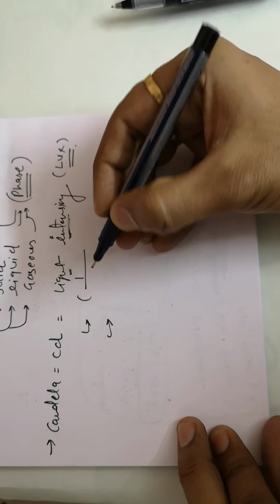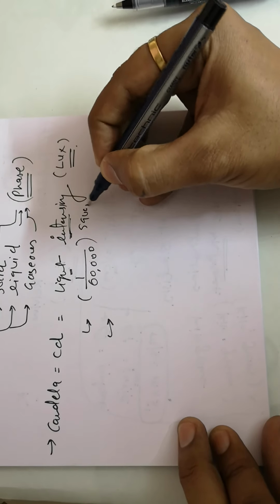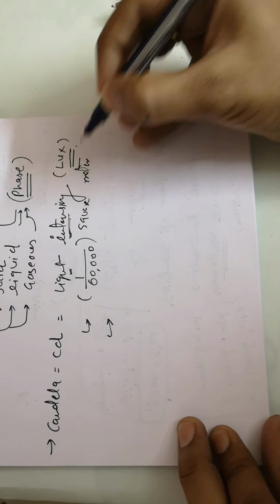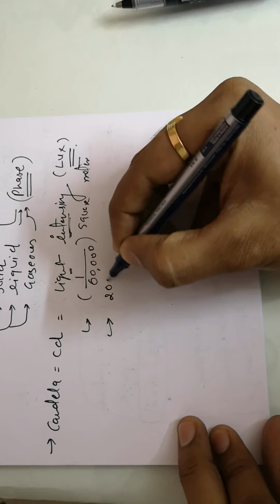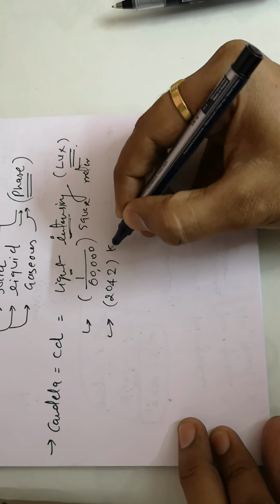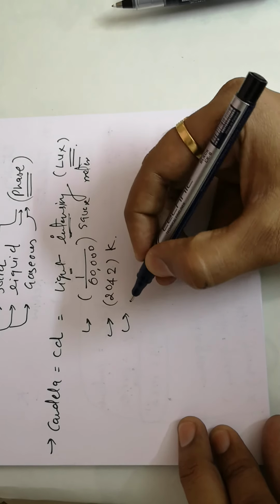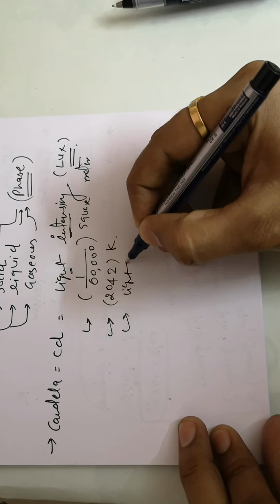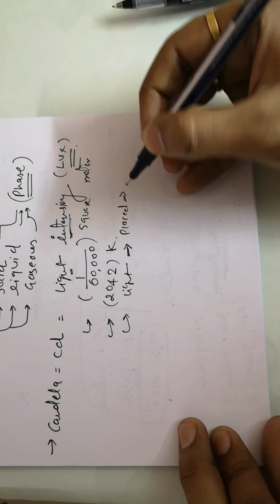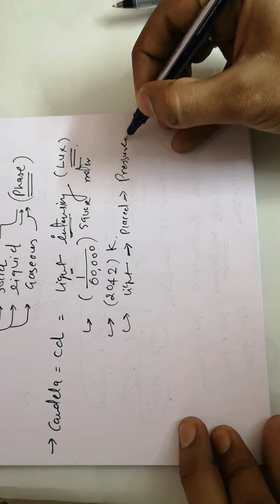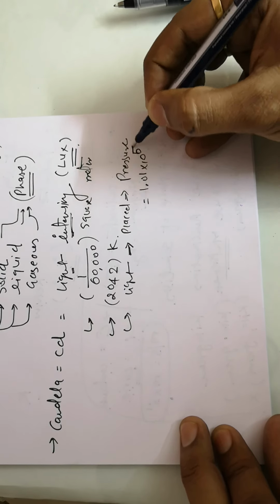Let's say I have a room of this much square meter, so an area of 1 divided by 60,000, a very small area, and this much temperature, candela, and light can be placed at a pressure of 1.01 times 10 to the power 5.